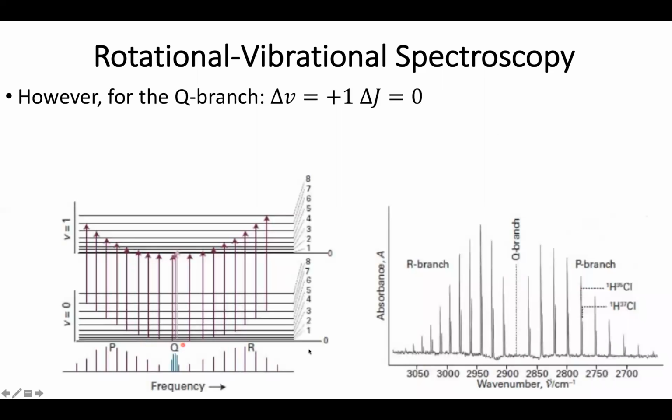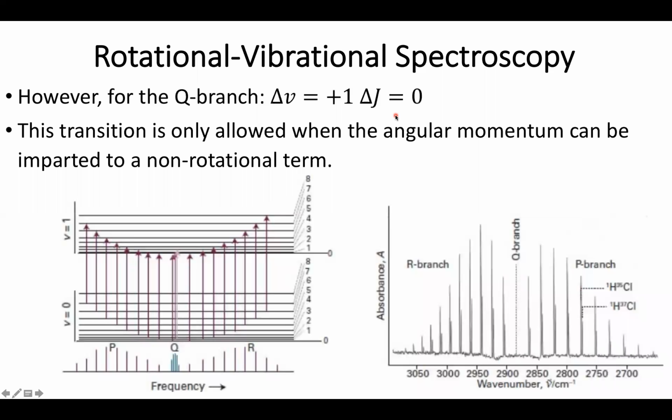However, we also have our Q branch. So this is the one where the rotational state does not change. So this is classically forbidden. However, you will occasionally see a Q branch appear if there is an electronic term which can actually absorb some angular momentum. This is uncommon, but not unheard of. However, most systems you work with are typically going to have no appearance of a Q branch.